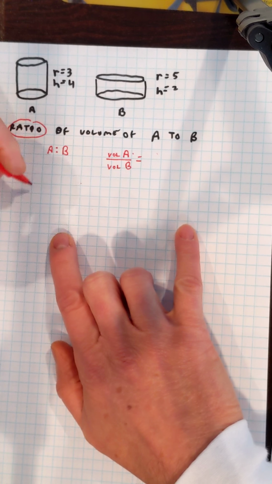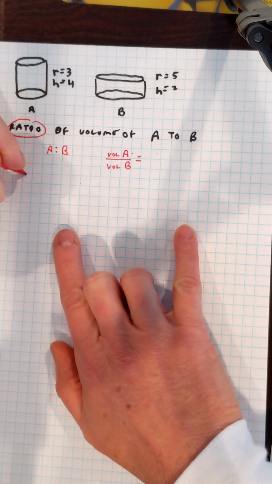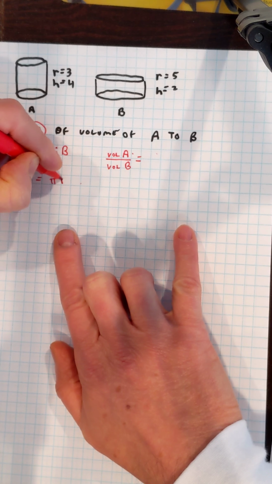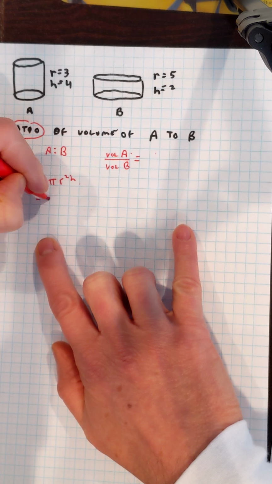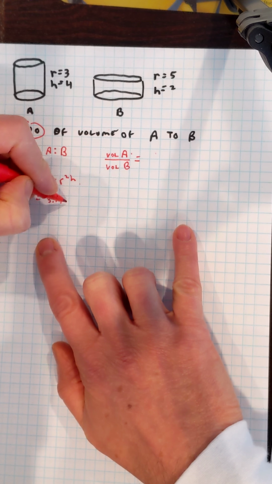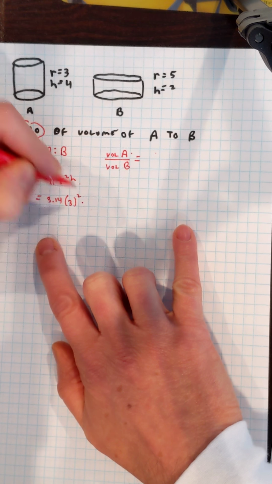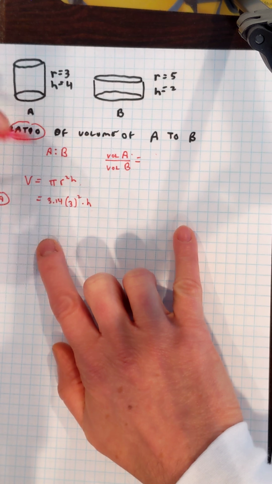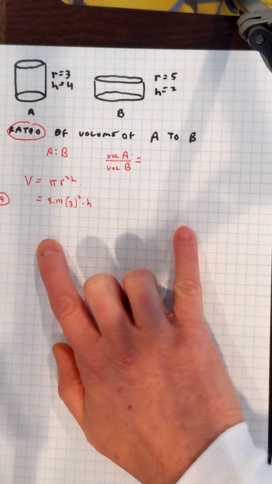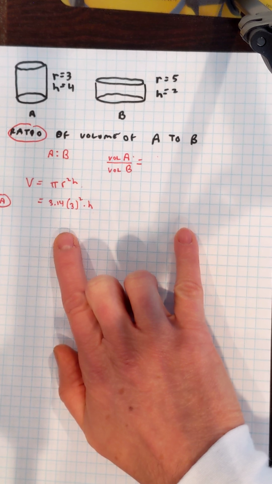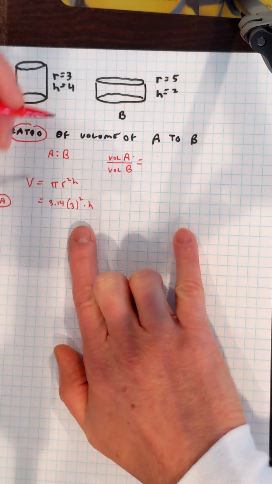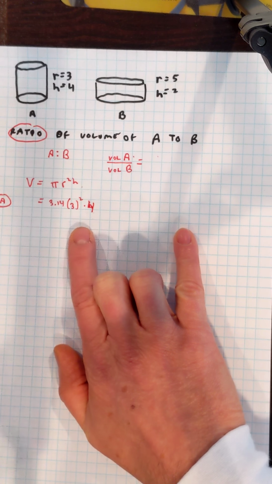So what I'm going to do is find the volume. Again, these are both cylinders, so volume equals pi r squared h. For A, volume equals pi times your radius of 3 squared times the height, which is 4. That's all up here in the picture. So again, I use my calculator, and I take 3.14 times 3 squared, or 9, times the height, 4.